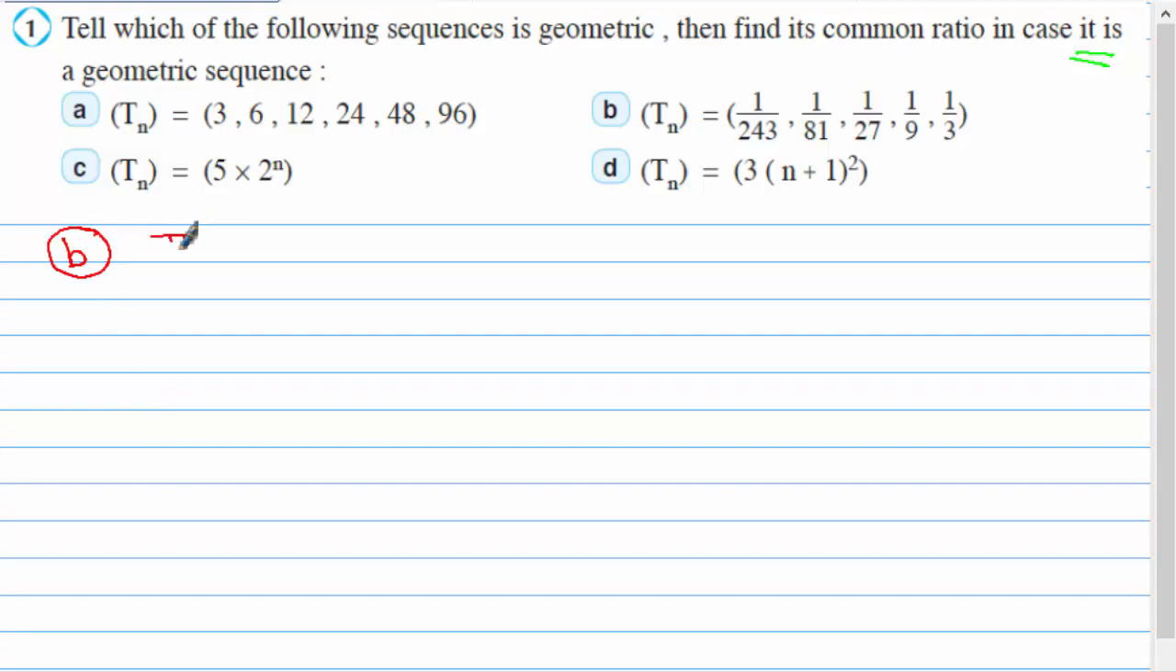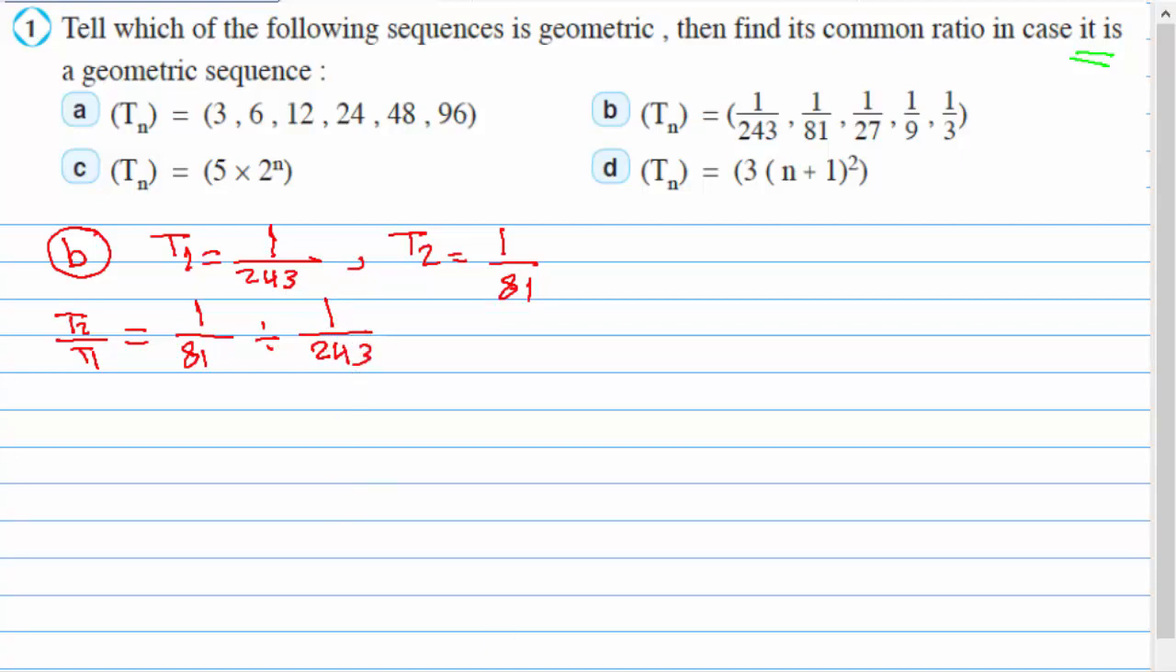We have Tn. Okay, I'll start from T1. We have T1 equals 1 over 243. T2 equals 1 over 81. Okay, let us divide T2 by T1 and we observe the result. Here we have 1 over 81 divided by 1 over 243.